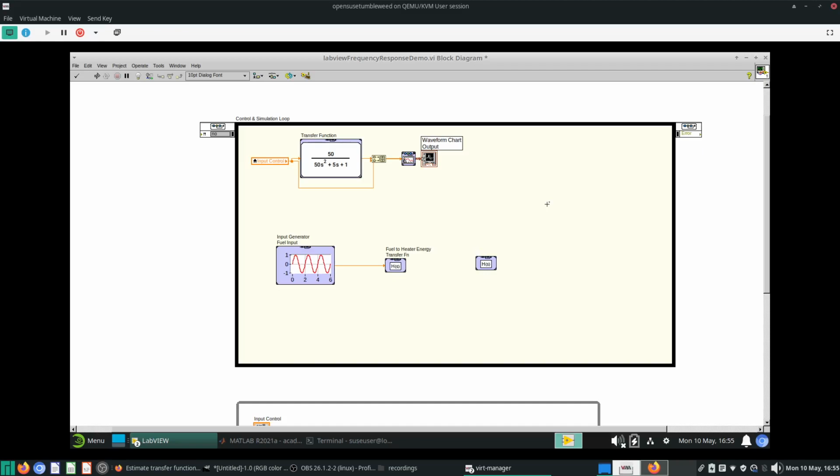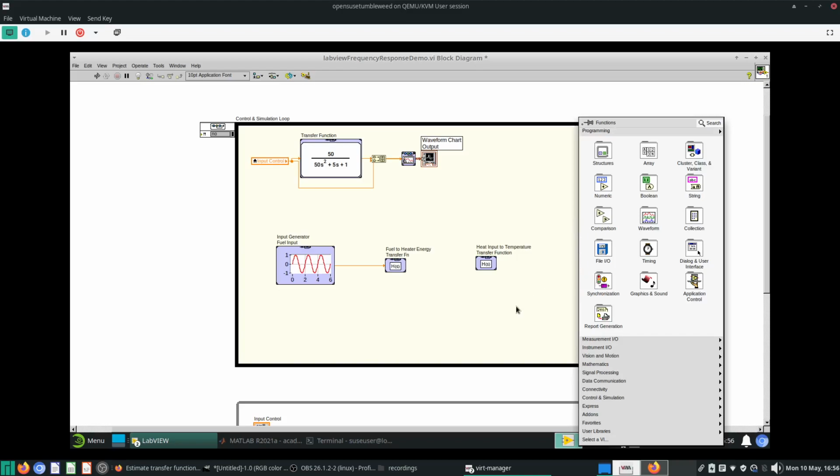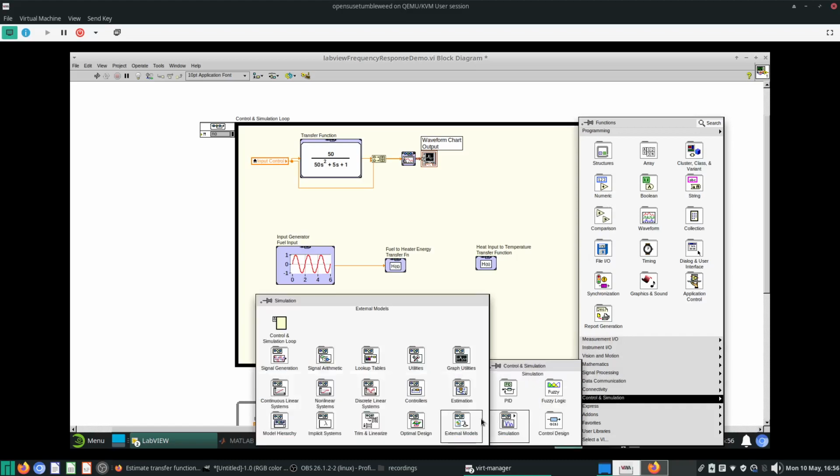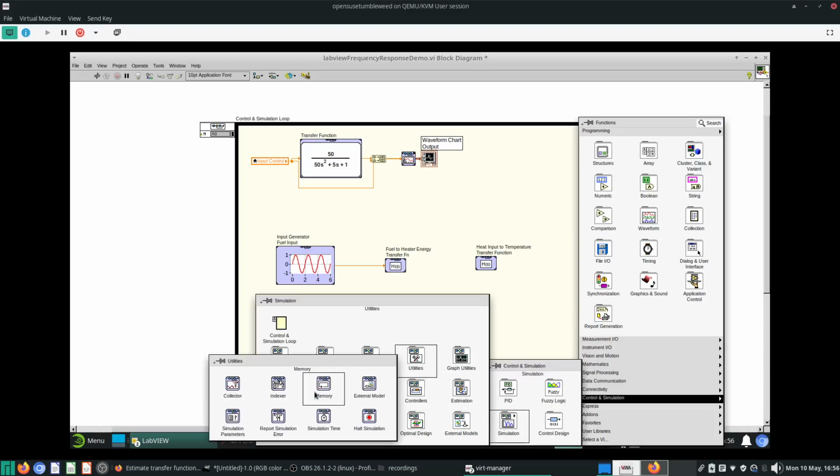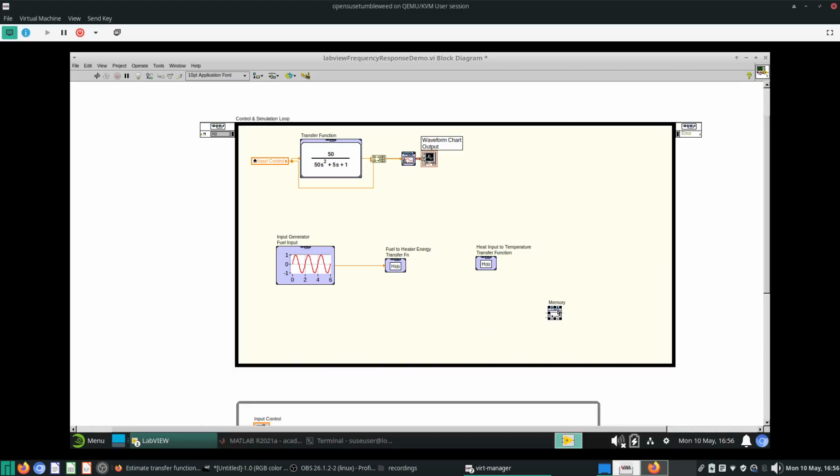Okay, so we'll have heat input to temperature transfer function. Both of these I will assume to be linear, and when you have temperature, what happens? You will have some feedback. So I will use the utility here called memory to get a temperature feedback.